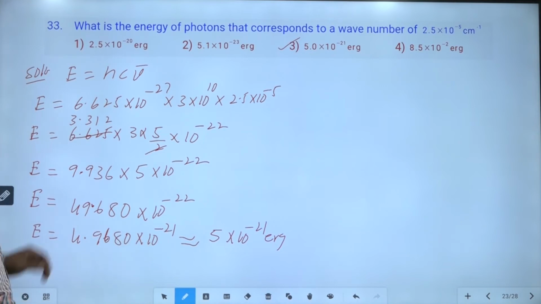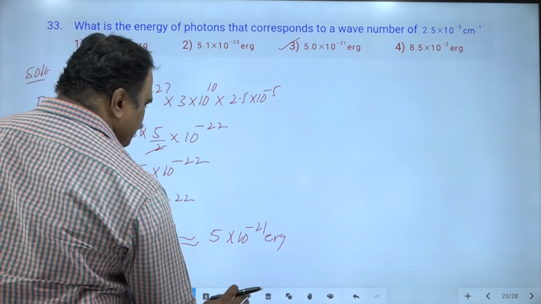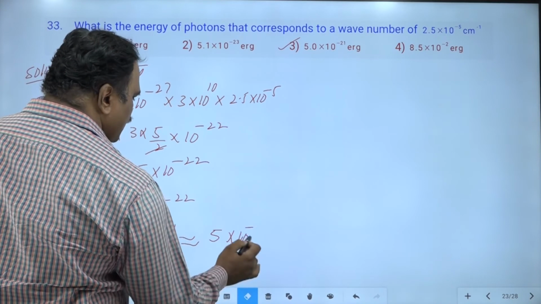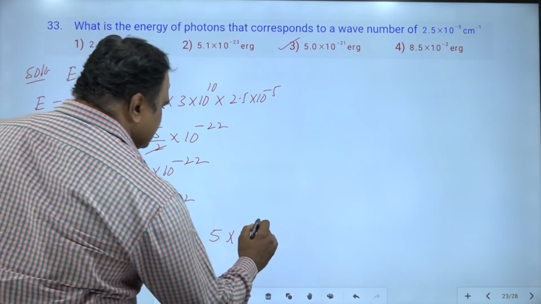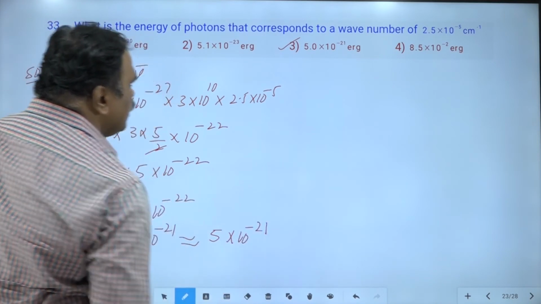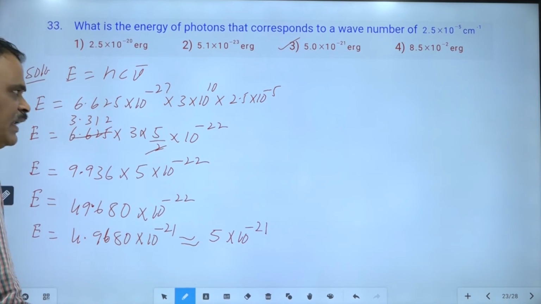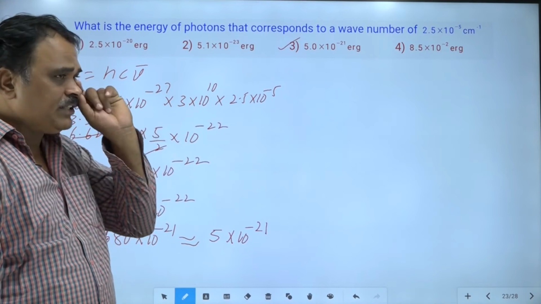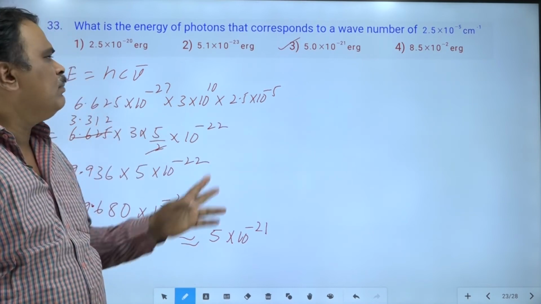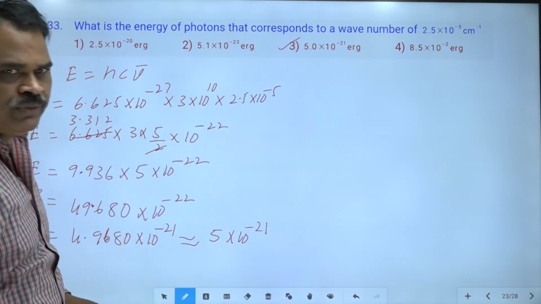So E is equal to hc nu bar. H means Planck's constant, 6.625 into 10 power minus 27, into 3 into 10 power 10, and 2.5 can be written as 5 by 2. Minus 27 minus 5 is minus 32. Minus 32 plus 10 means minus 22.